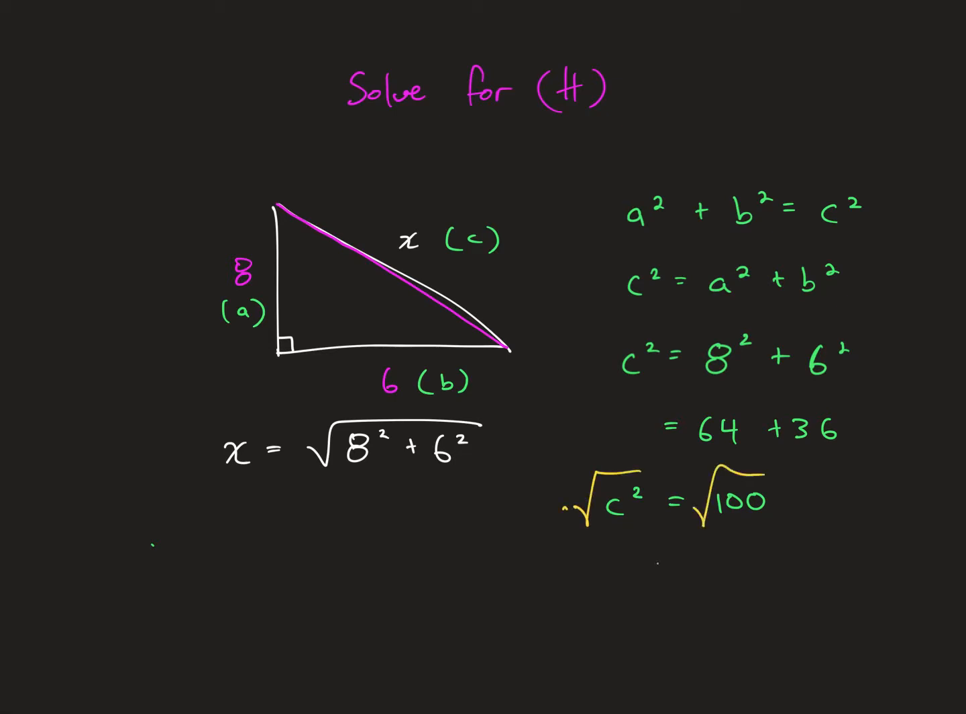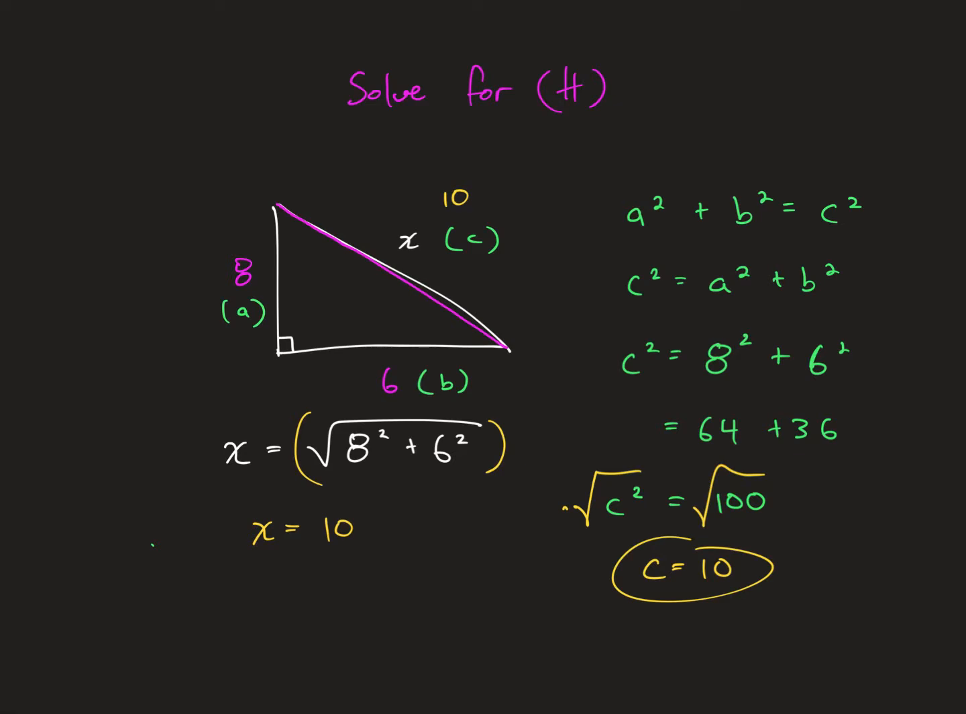Take the square root of each side. C is equal to 10. So here we have, okay, this is our side of 10. Same if we put this into our calculator, we get x equals 10. Just this idea of solving for the hypotenuse.